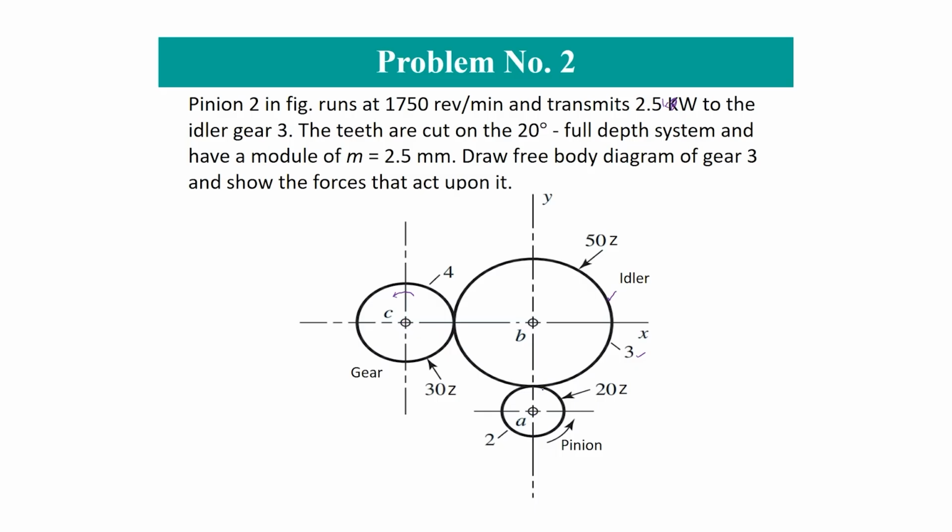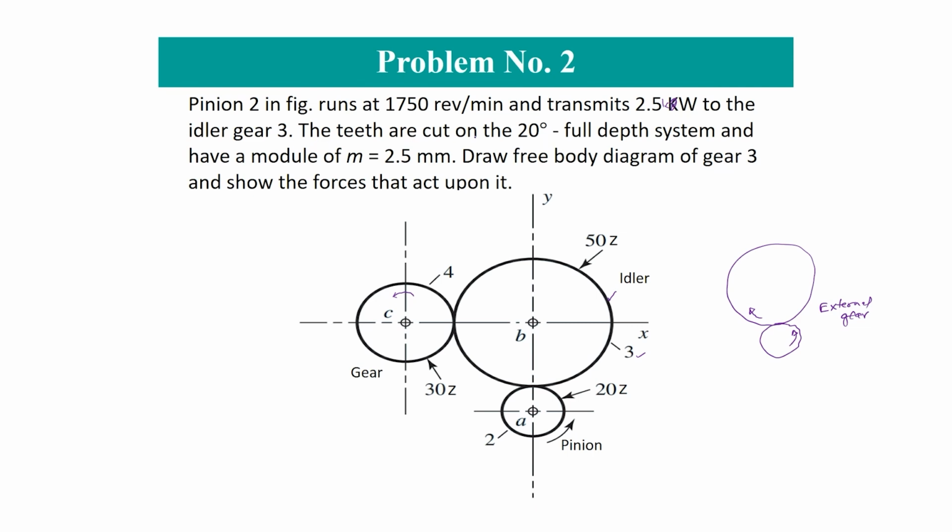But if an idler is not there, then the direction of rotation of the gear will be opposite to the direction of rotation of the pinion. If pinion is rotating in anti-clockwise direction, then the gear will rotate in clockwise direction, for the case of external gear. In the case of internal gear, it will be just opposite.